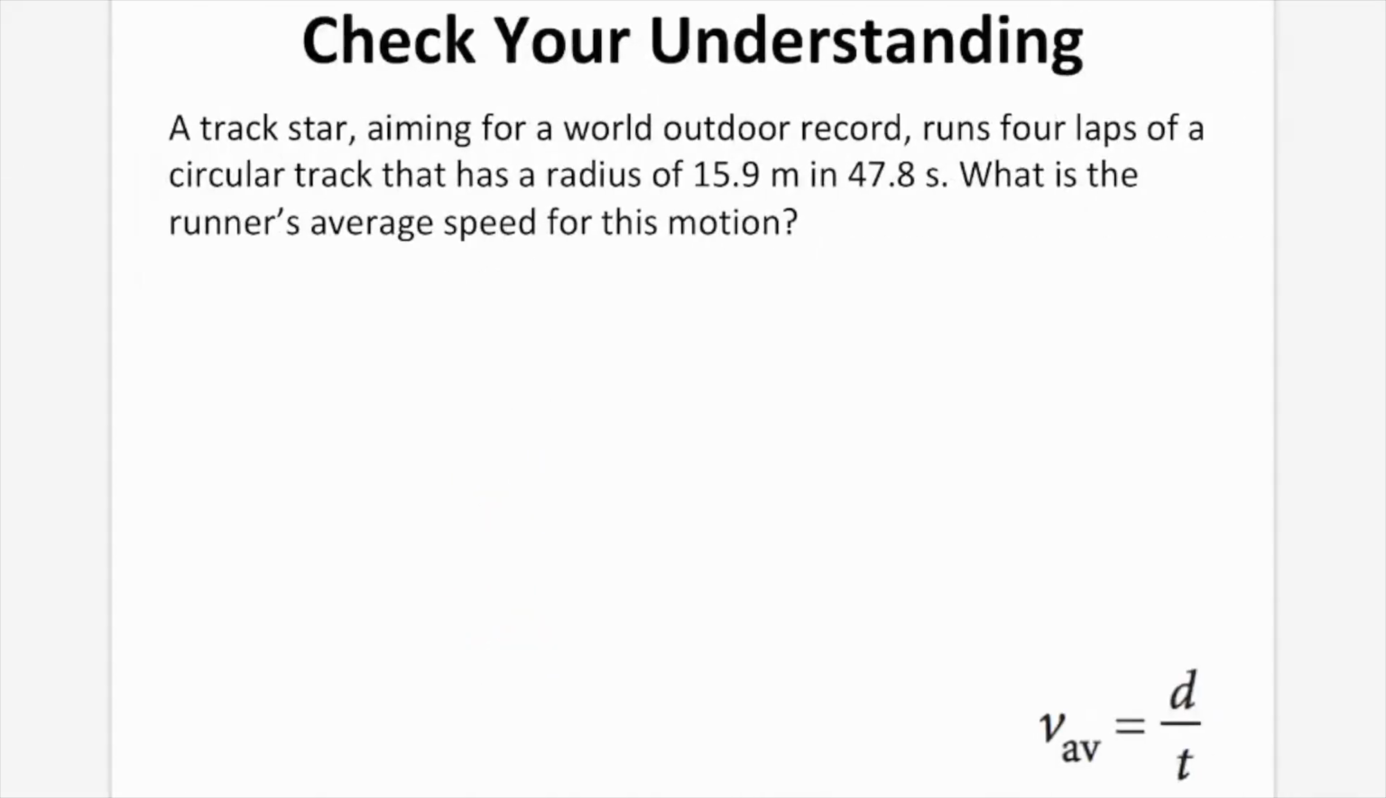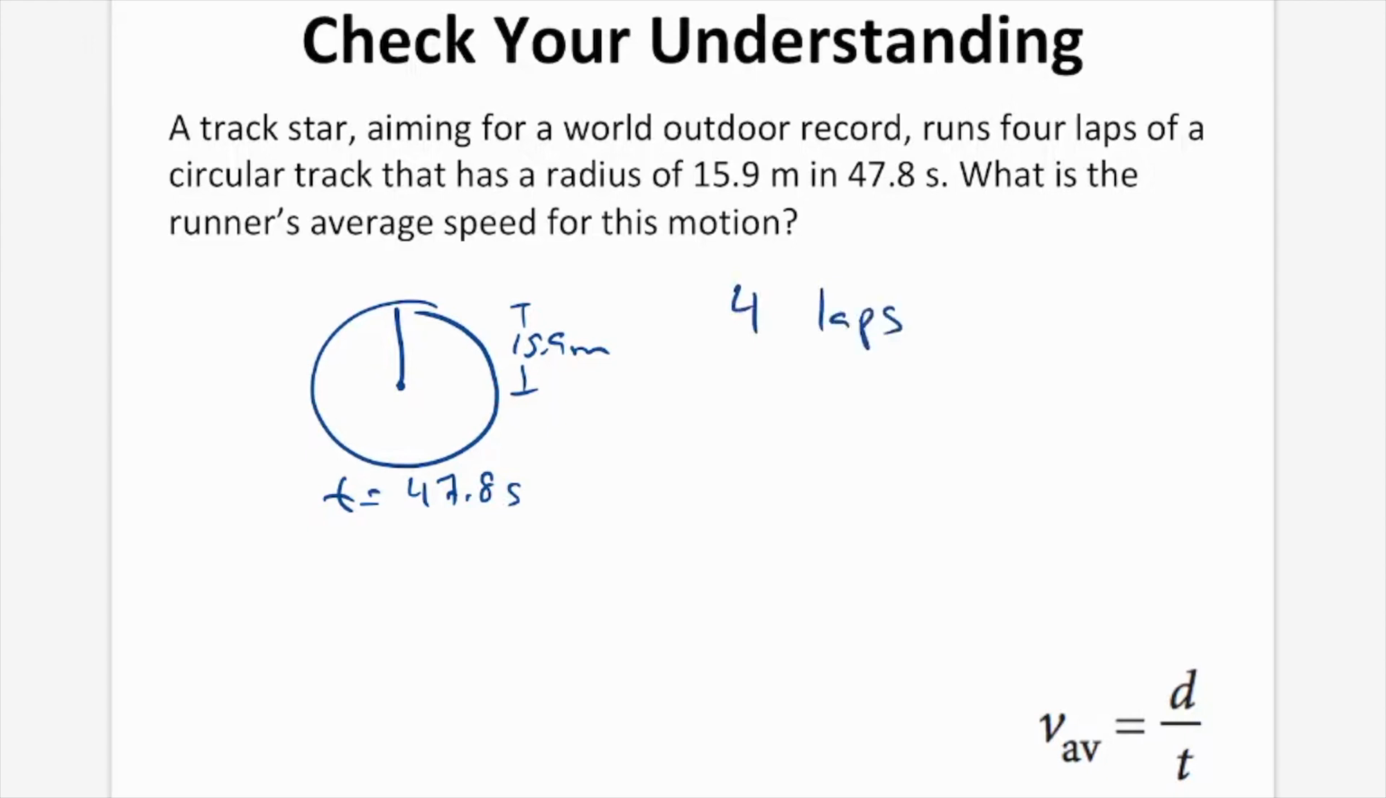Check your understanding. A track star aiming for a world outdoor record runs 4 laps of a circular track that has a radius of 15.9 meters in 47.8 seconds. So there's our track, and we're going to get a radius of 15.9 meters. We're told the time is 47.8 seconds, and he's going to do 4 laps. What is the runner's average speed for this motion?